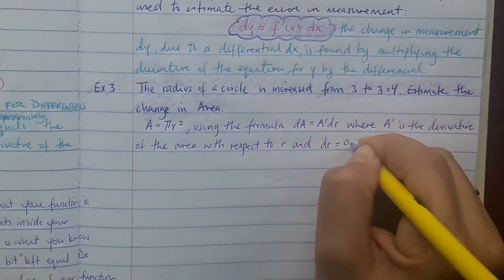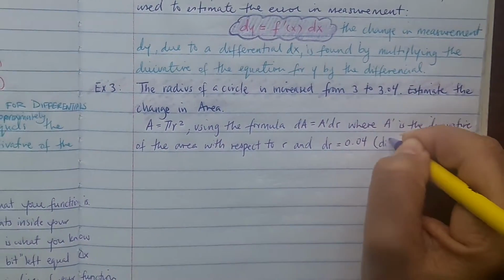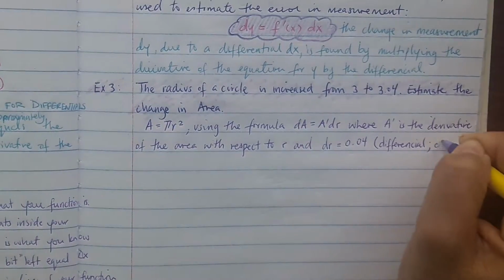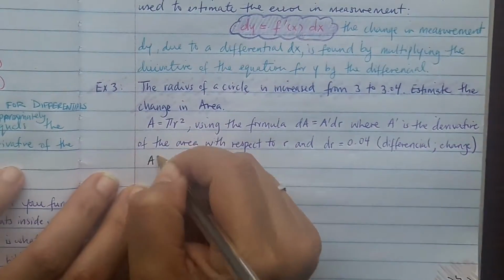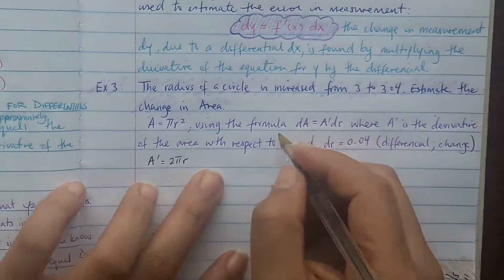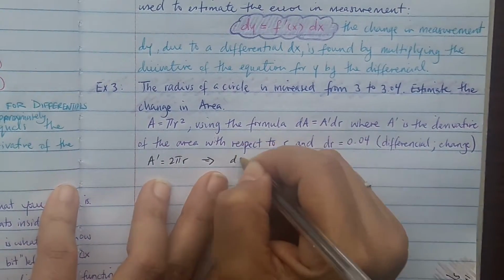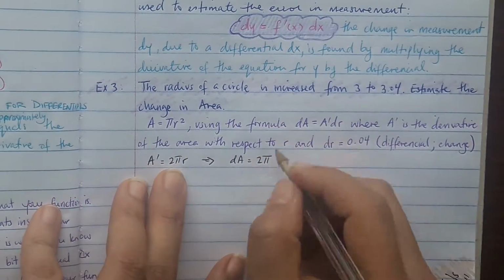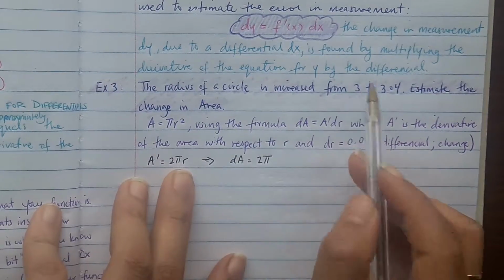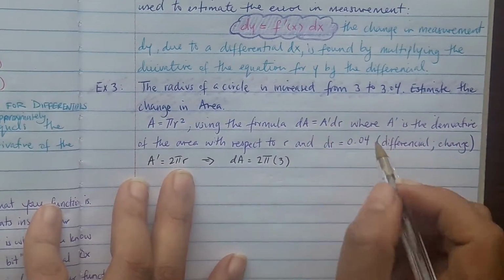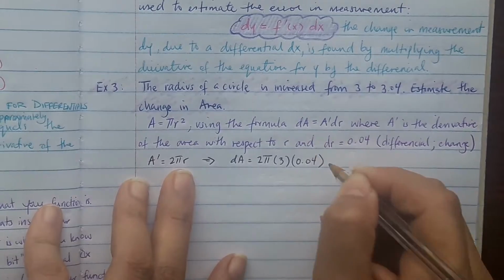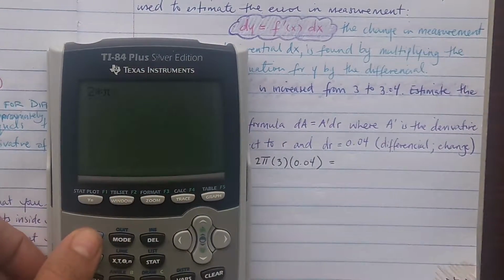Alright, so remember dr is just the differential, the small change we're talking about. So it changes from 3 to 3.04, so the small change is 0.04. Alright, so take the derivative of area, you're going to get that, and then plug it in. So dA is equal to the derivative, which is 2 pi, and what's the radius? 3, times the small difference, which the differential is 0.04, and plug it into the calculator.